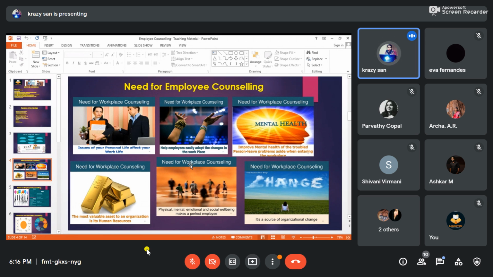Being an employer, being a business associate, being in any industry, you should always remember that the biggest asset to you is your human resource. If they are satisfied, strong, with potential, productive, supportive, understanding, and with good mental and physical health, you have everything. So time to time counseling is needed. Physical, mental, emotional, and social well-being makes a perfect employee.